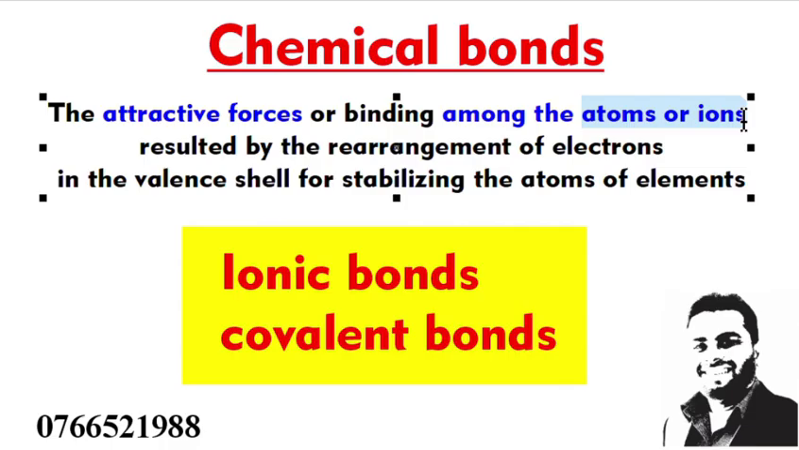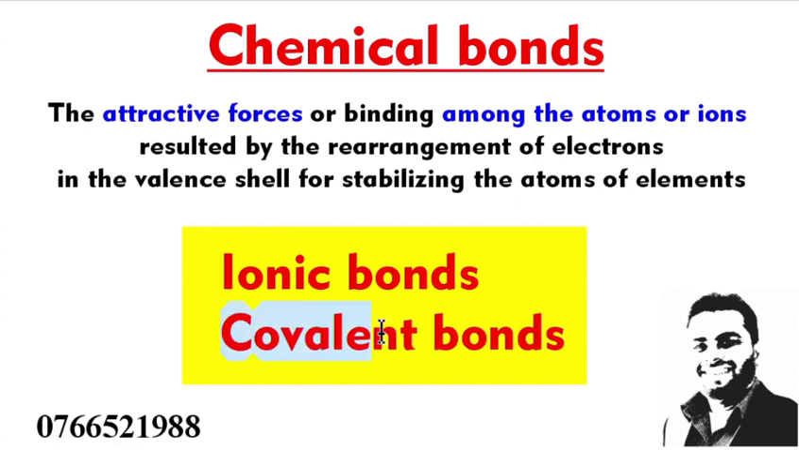Simply, a chemical bond is the attractive forces among the atoms or ions. There are two types of bonds, you know that. We have learned this before. What I am doing is summarization: ionic bonds and covalent bonds. Let's see what an ionic bond is.